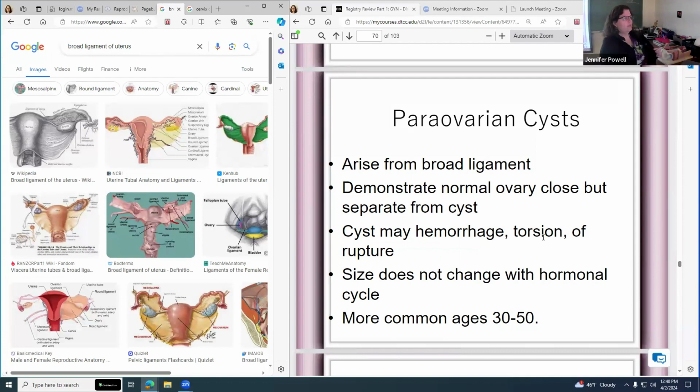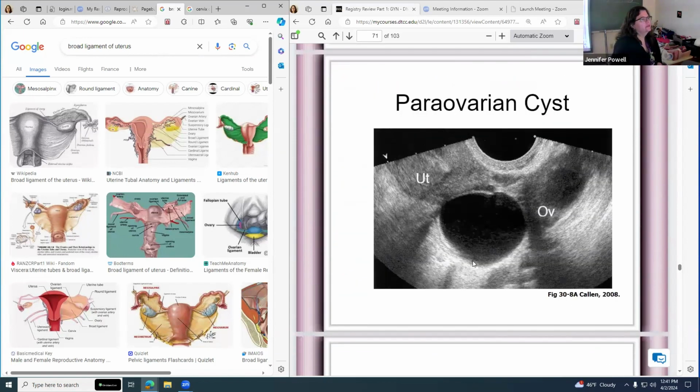So it arises from the broad ligament, and demonstrates a normal ovary close to but separate from the cyst. The cyst may hemorrhage, may torse, or rupture. The size does not change with hormonal cycles, and they are more common in women ages 30 to 50. So here you go. Separate ovary in between the ovary and the uterus.